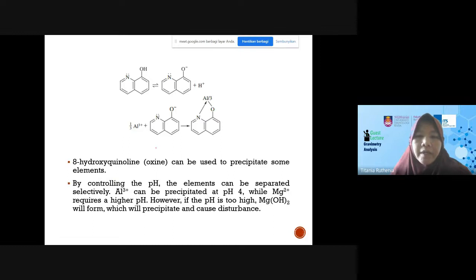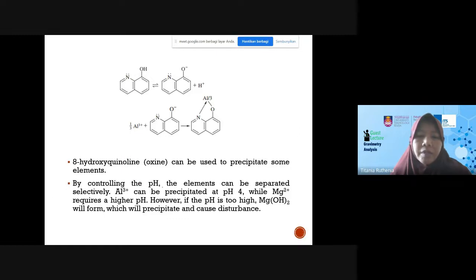And we also can add some other precipitating agent to help to form the precipitation. One of them is oxine, or 8-hydroxyquinoline. It can be used to precipitate some elements. In this case, the example is to precipitate aluminium, Al3+.